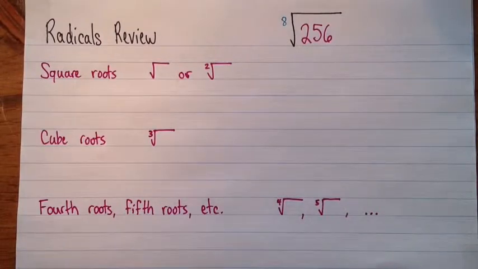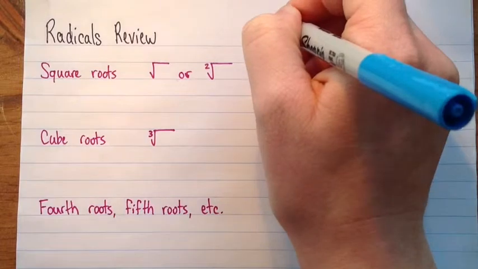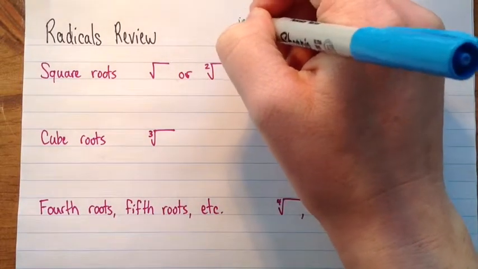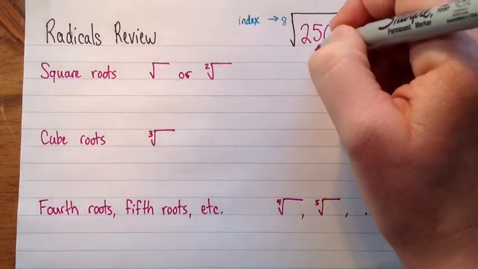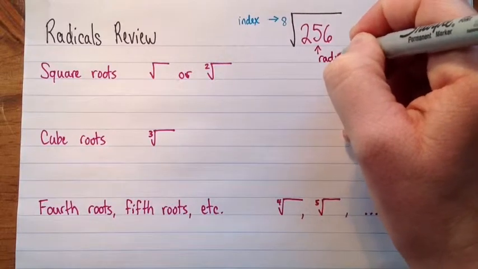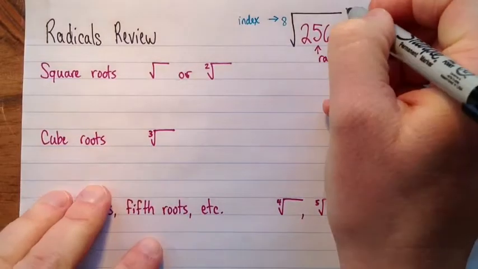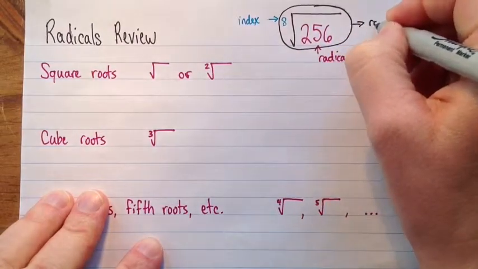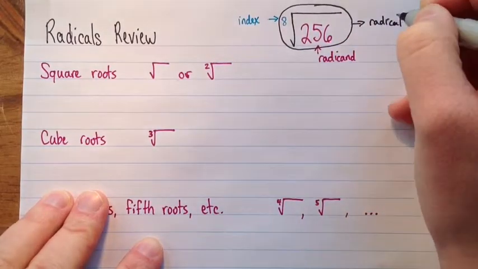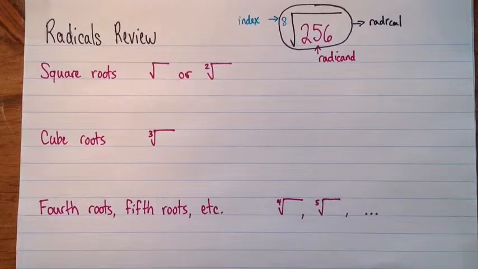Okay, so the first thing I want to talk about with radicals is just a little bit of vocabulary. Suppose we have here the 8th root of 256. So this 8, that's called the index. And the 256 here, that's the radicand. And then the whole thing, the 8th root of 256, that's a radical. So index, radicand, and the whole thing is the radical.